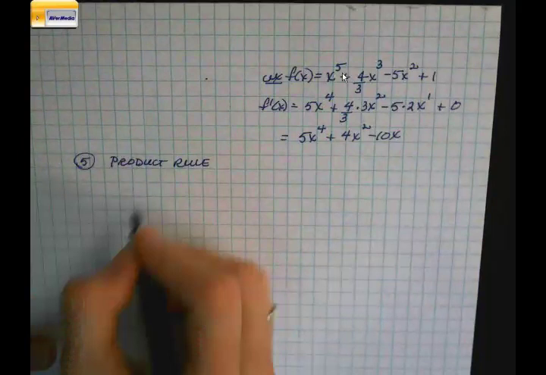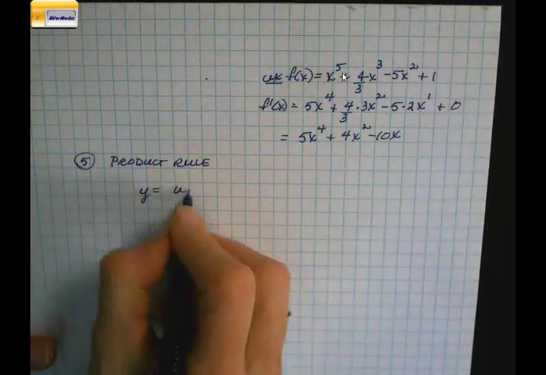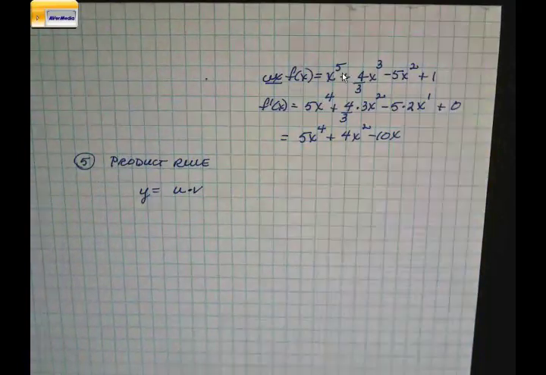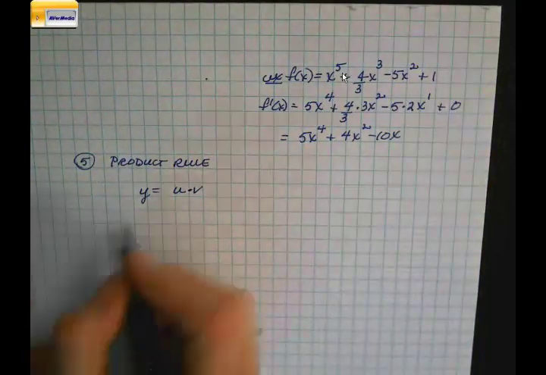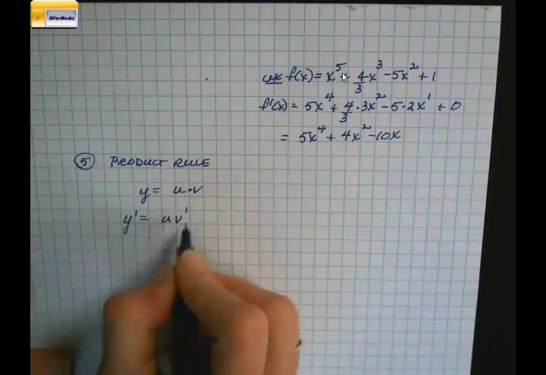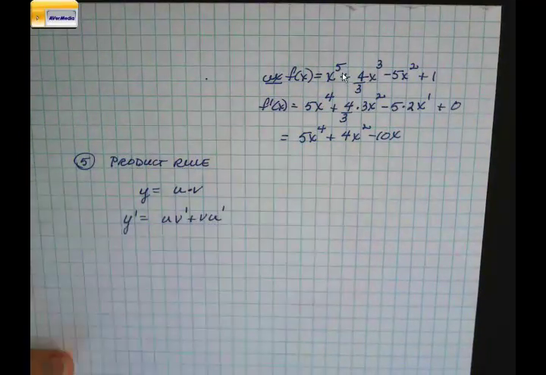Okay, the product rule. If y equals u times v, now this is the one that might take you a minute to memorize. The first derivative of a product is u v prime plus v u prime.